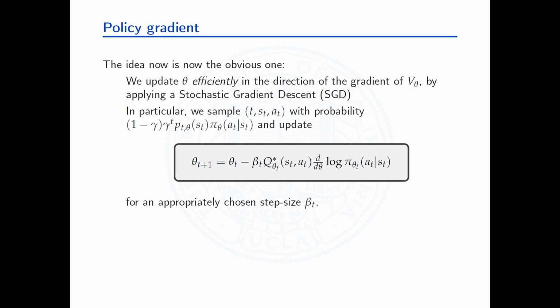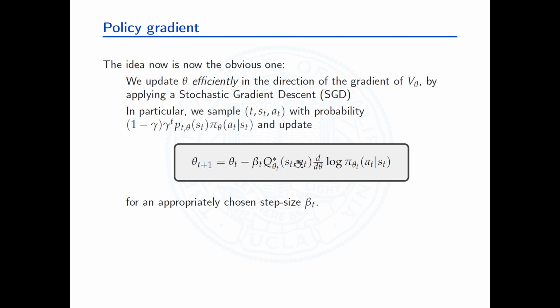And this is what you're going to get. If you sample this appropriately, with some probability, this probability is just adjusted so that the sum is going to give you the sum you need. This is the update you're going to get. This is how you're going to update your parameters. And as you can see, there's a learning rate here that I've called beta t. So that's how you update your policies.